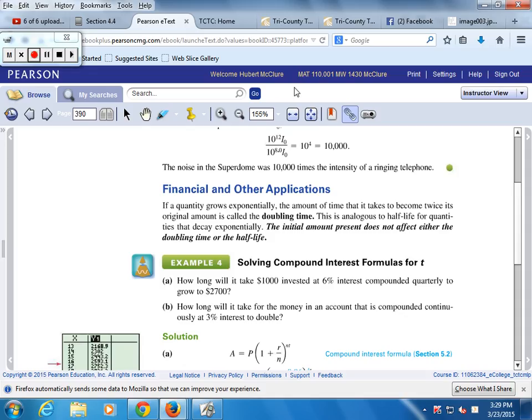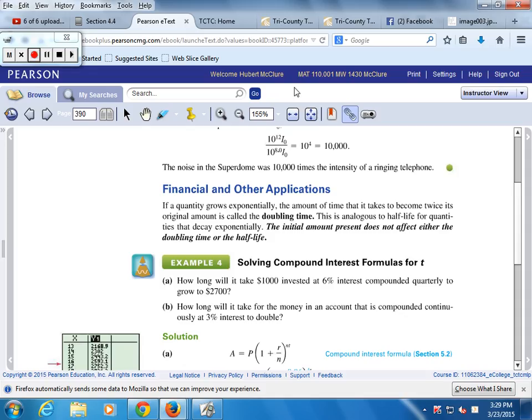And that is A is equal to P times parentheses 1 plus R over N raised to the NT power. This is one of those formulas that I don't care whether you pass this class or not. It's something you need to be aware of because it's going to apply to you whether you are using a credit card or saving money in the bank.